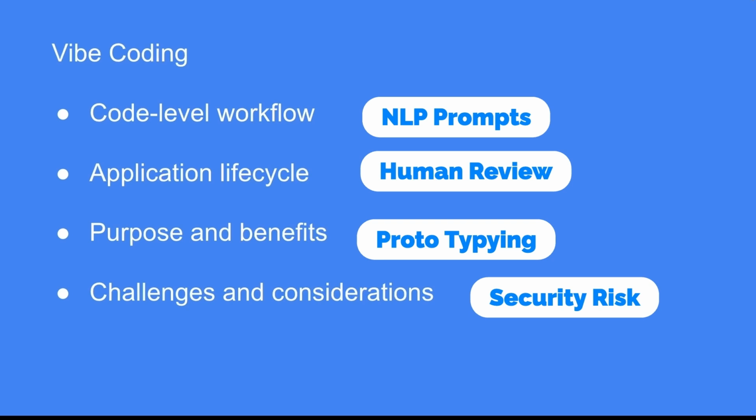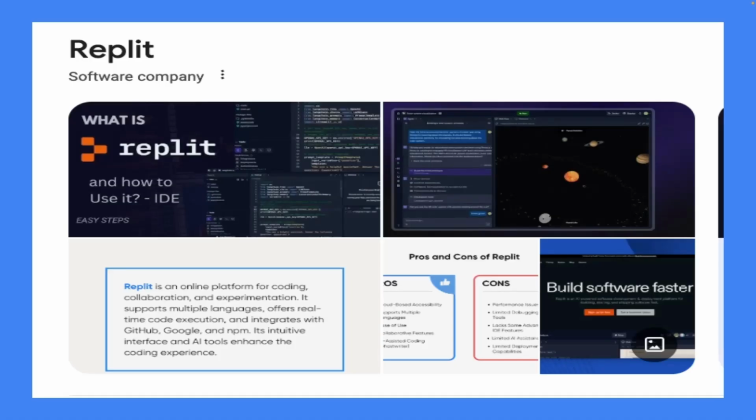Vibe coding signifies a change in software development, emphasizing the importance of using AI while maintaining human oversight for code quality and security. Replit is an online platform for coding, running, and sharing programs directly in the browser. It's a cloud-based IDE, integrated development environment, that supports multiple programming languages like Python, JavaScript, Java, C++, and more. Users can write code, execute it, and collaborate in real time without needing to install software locally. It's popular among developers, students, and educators for its simplicity and accessibility.